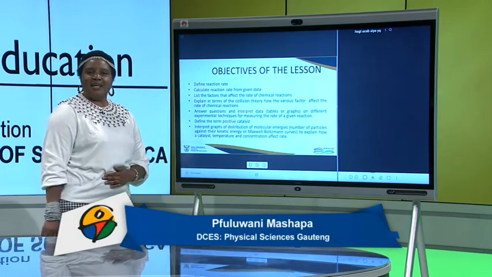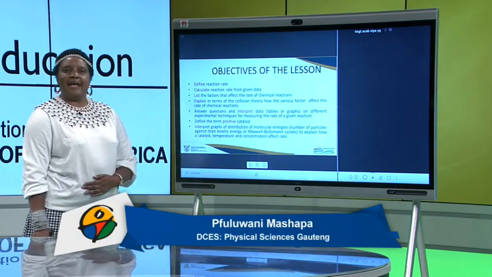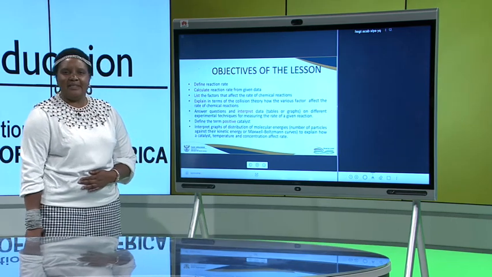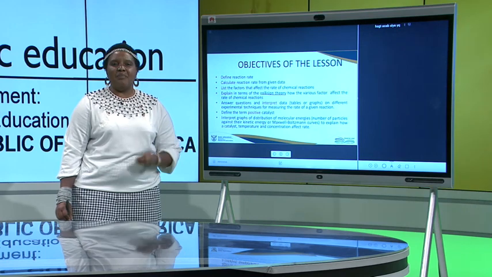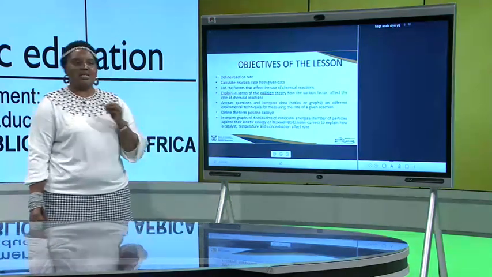The objective of the lesson, as it's been given in the exam guideline, is that you are supposed to define the rates of reaction. You are supposed to calculate the rate of reaction. You are supposed to list the factors that affect the rates of reaction. You are supposed to explain in terms of collision theory. That is very important because you will need the collision theory to explain how these factors affect the rates of reaction. And grade 12, that is your examination question that you must remember.